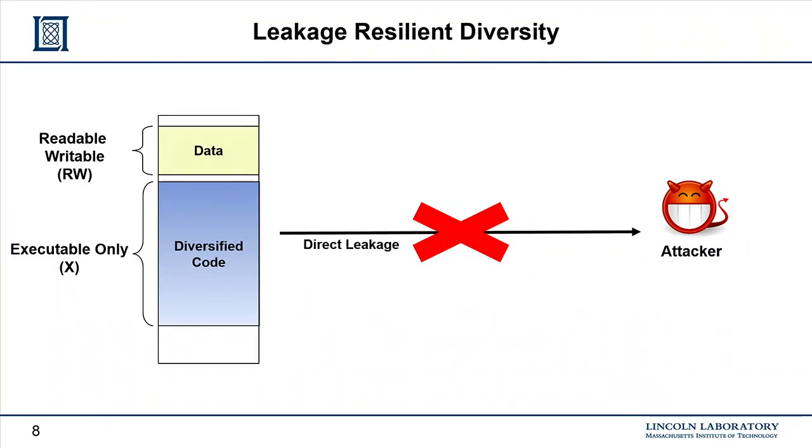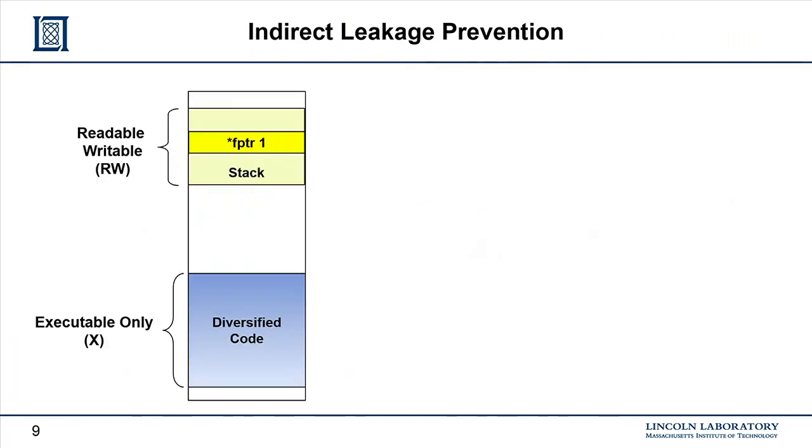This type of permission is either enforced in software or using shadow page tables and leveraging virtualization features of the processor. So this would prevent direct leakage. But in order to prevent indirect leakage of information, indirect memory disclosure, things become more complicated. As I mentioned, we have these function pointers in the data region that point to the diversified code. So to deal with this type of indirect leakage, these techniques use various obfuscation or indirection tricks.